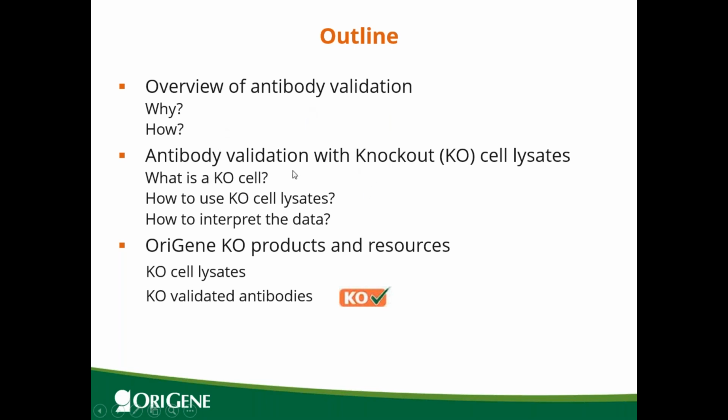Second part of the presentation will focus on the validation using a knockout cell lysate. And here we are talking about what a knockout cell is, how we make the lysate from this knockout cell, and how to use this knockout cell lysate to validate our antibodies. And finally, how to interpret the data. And the last part of the talk, I want to talk about the knockout products that we provide at OriGene, which include the knockout cell lysate and knockout validated antibody.